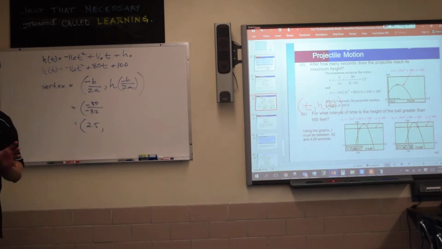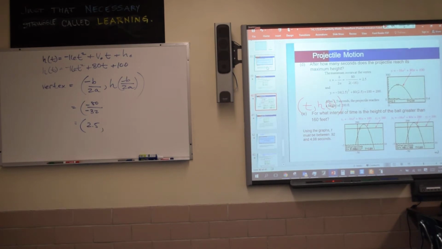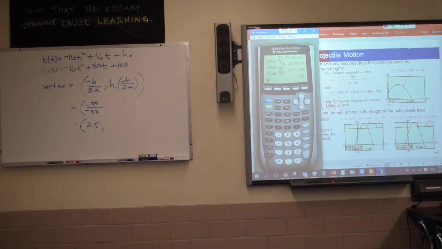We're now going to take that 2.5 and evaluate it inside our function. So if I evaluate that inside my function, we've got negative 16, but now t is 2.5, so we have 2.5 squared, plus 80 times 2.5, plus then the 100. We evaluate that, we get 200.